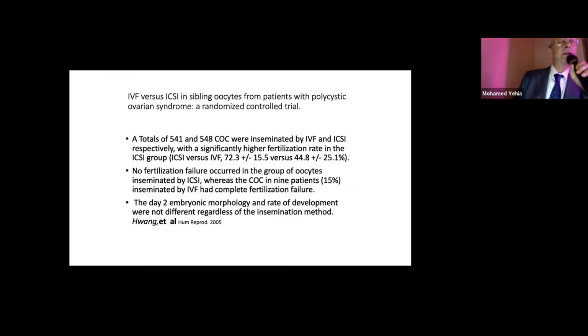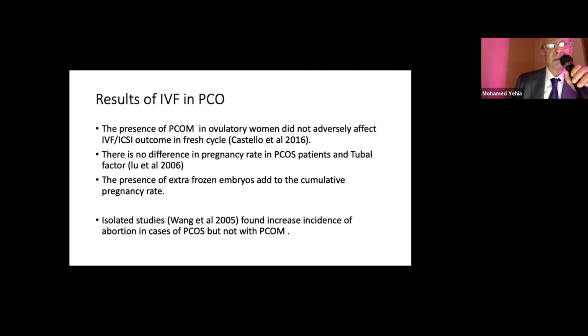Should we use ICSI or IVF in patients with polycystic ovary? This was one of the studies that was done quite a long time ago. There was no fertilization failure in the group of oocytes inseminated by ICSI, whereas in the group that used IVF, there were 9 patients, that's 15%, with fertilization failure in polycystic ovary. However, once fertilization occurs, there is no difference. So if you are going to use IVF, you should at least give half and half or sibling oocytes.